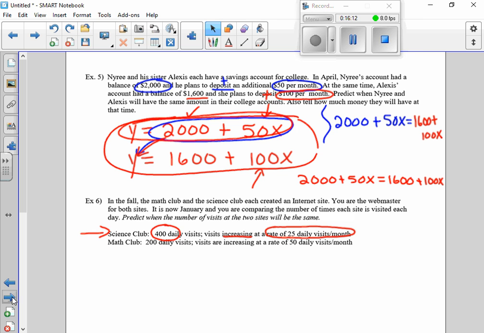The bottom equation is similar, so this would be like Alexis's equation. The Math Club, they start off at 200. They're increasing, and their rate is 50 visits daily per month. Okay, you should be able to set up two equations very similar to the way I did it in number 5, and then solve all these problems, numbers 1 through 6. I want you to solve them, and then I want you to check your answers with me.